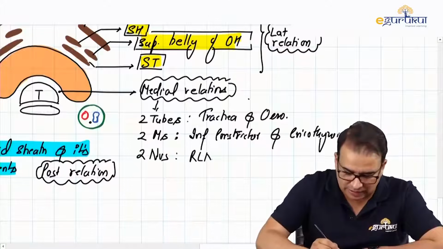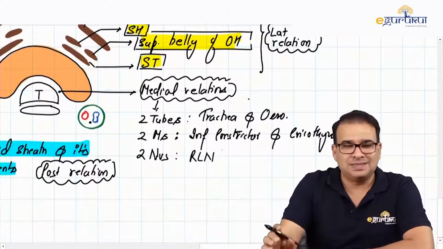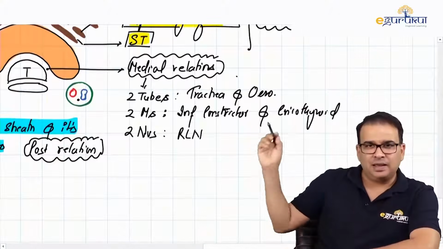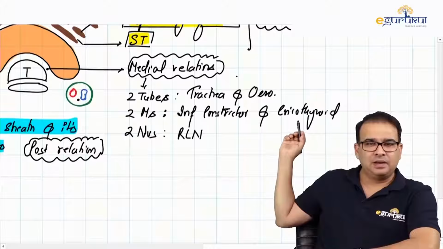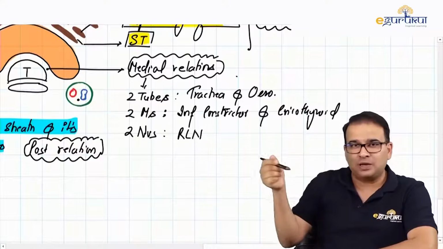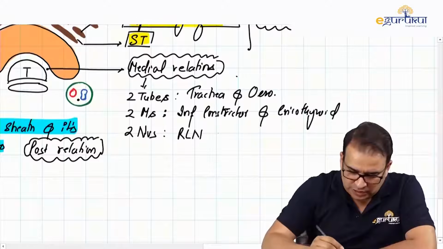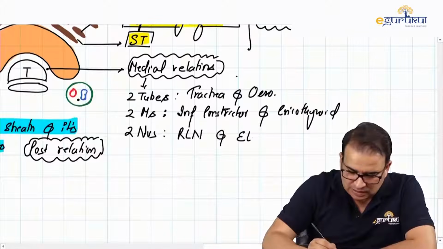That's the recurrent laryngeal nerve. And another nerve is again very easy to understand. If the cricothyroid muscle is there, then obviously the nerve which is supplying the cricothyroid also has to come. So the nerve to the cricothyroid is what? That is the external laryngeal nerve.